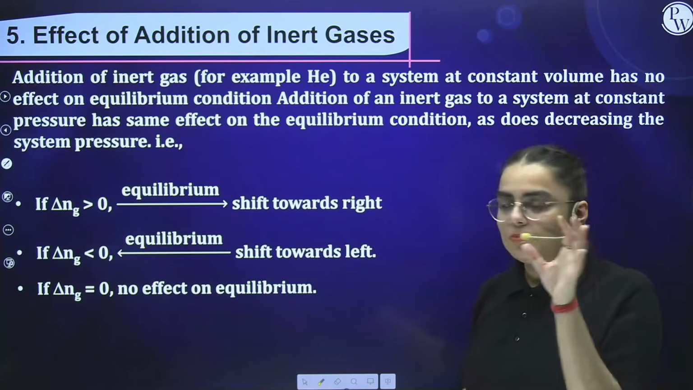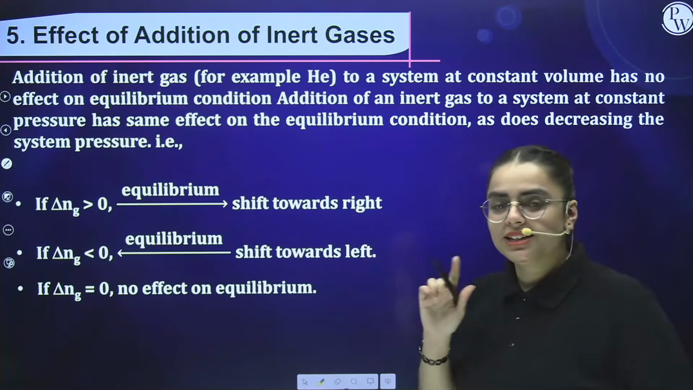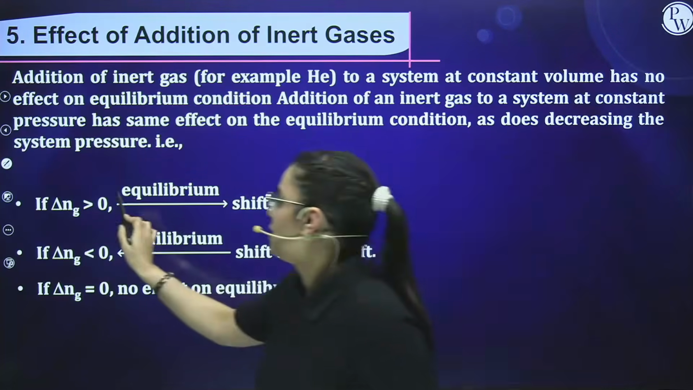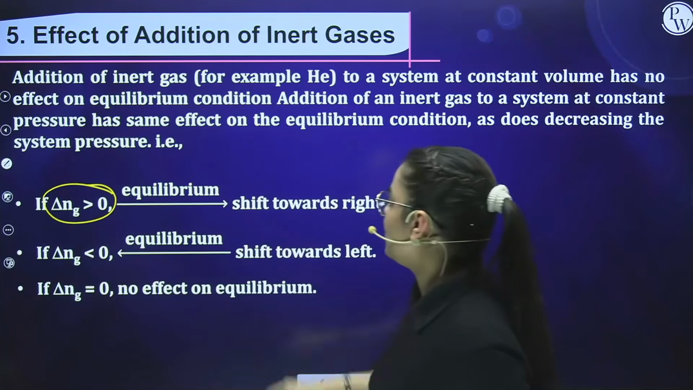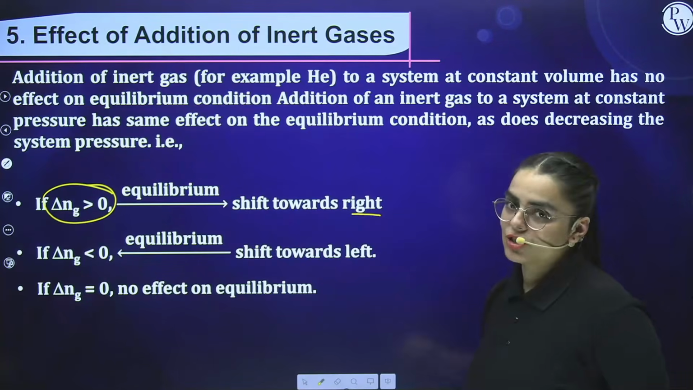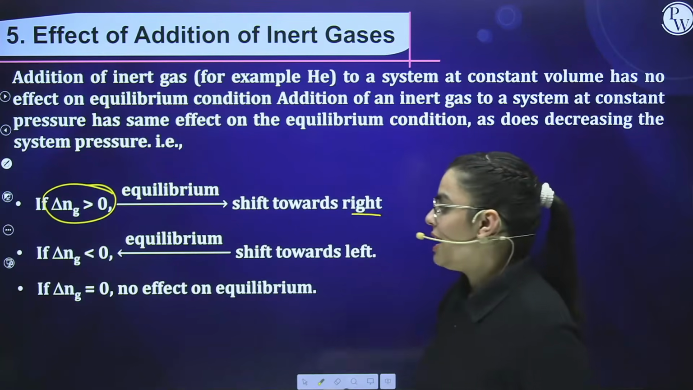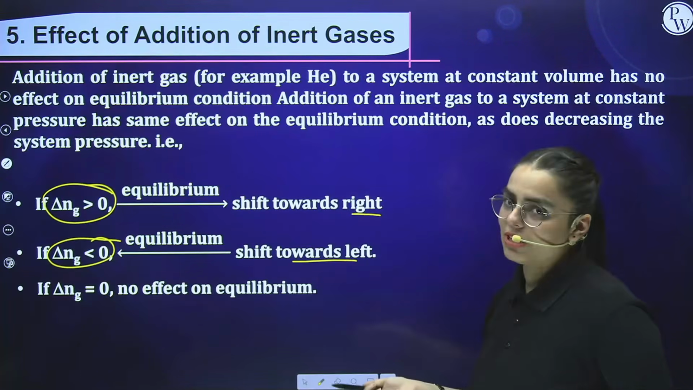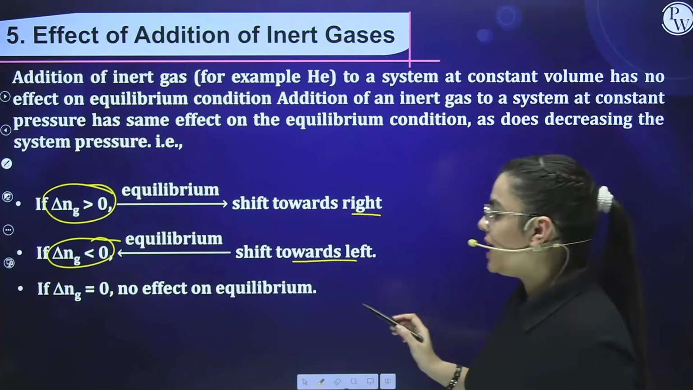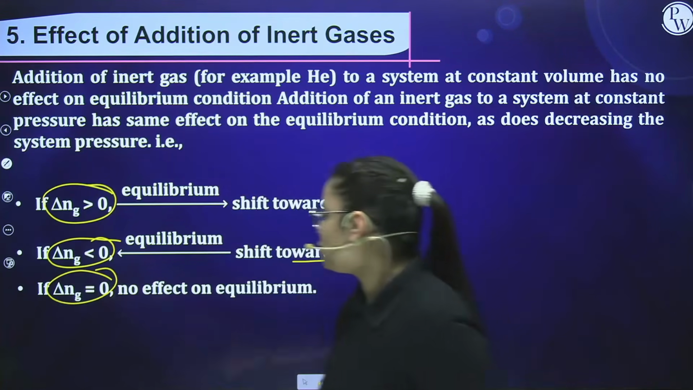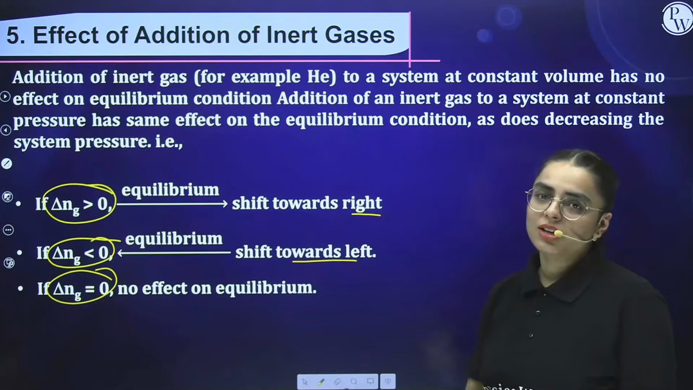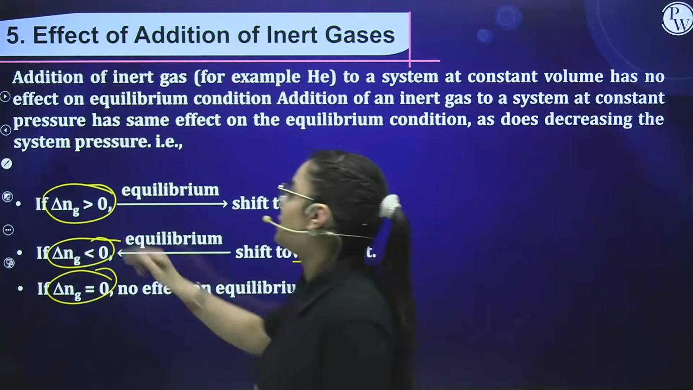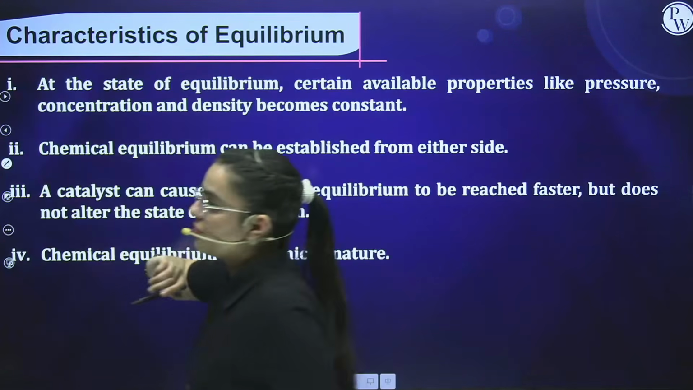So you need to keep these three things in your mind. Where delta Ng is more than 0, equilibrium will shift towards the right direction, that means towards the forward direction. When delta Ng is less than 0, it will shift towards the left direction. And when delta Ng is equal to 0, students, there will be no effect on the equilibrium. Clear? Great. Now students, this ends our Le-Chatelier principle.